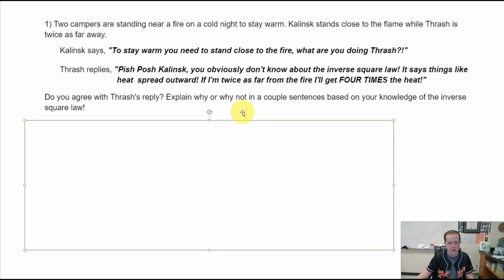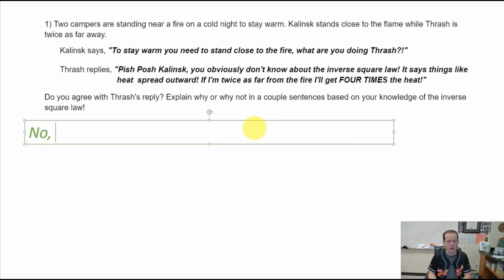It says there's these 2 hikers, all right, Thrash and Kalinsk. Thrash says that if I want to feel warm by the fire, according to the inverse square law, I want to be twice as far away. Okay, do you agree with Thrash's reply? Well, you probably shouldn't. Okay, no, I don't agree with Thrash's answer.